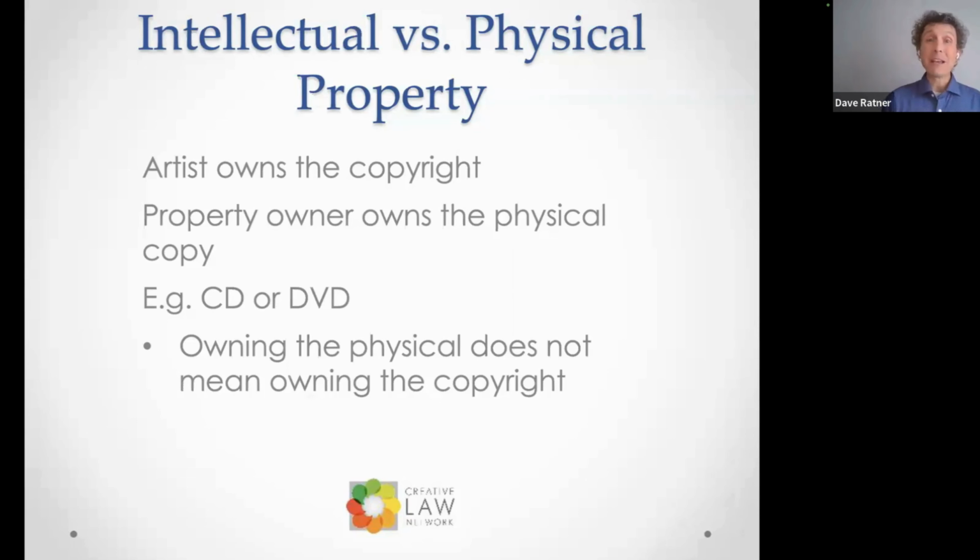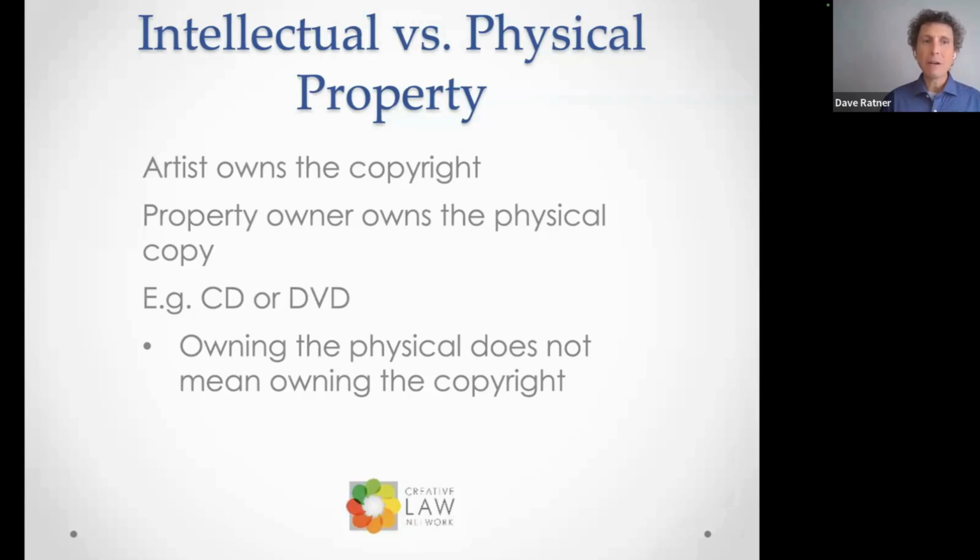The example I can give you is, for those of us old enough to remember CDs, or shiny things we used to buy that have music on them. When you bought a CD, you didn't buy the copyright. You bought a copy of it, right? Because there's millions of copies of a CD, you didn't buy the copyright.